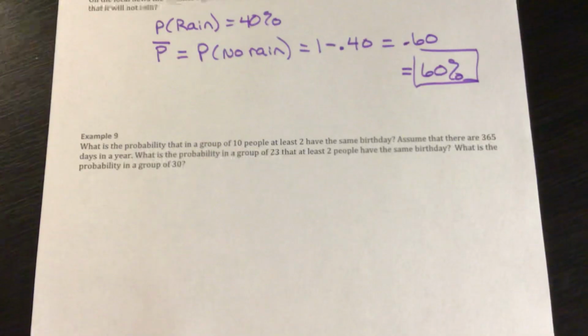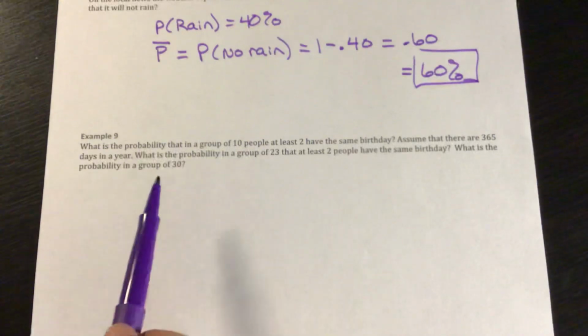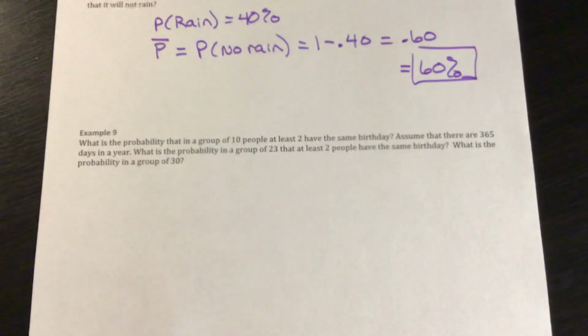And we want to find the probability that in a group of 10 people, 2 have the same birthday, or in a group of 23 that at least 2 have the same birthday, or in a group of 30, what's the probability of 2 having the same birthday?